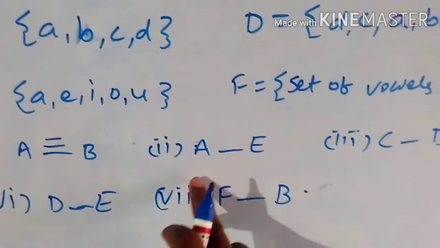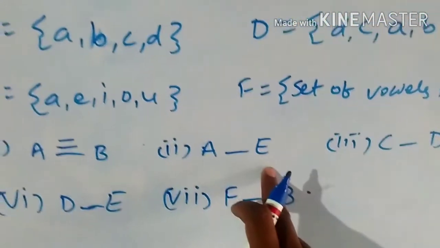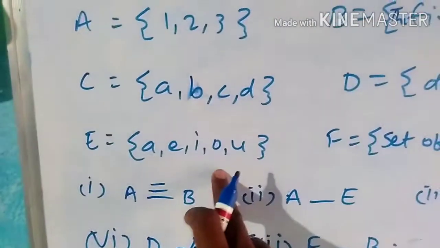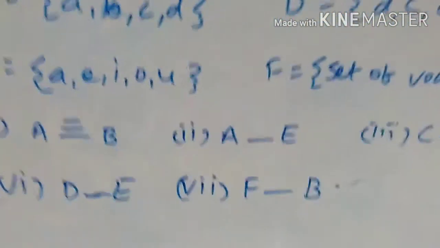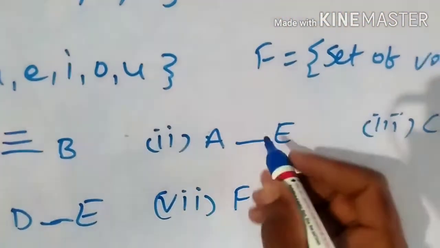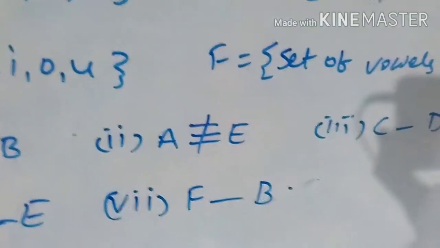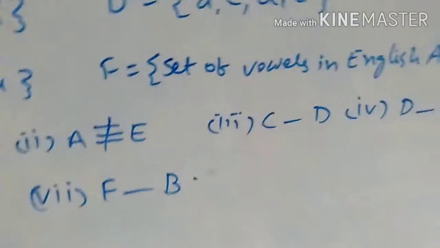Next, second one, A and E. See, A is equal to {1, 2, 3}. E is equal to {A, E, I, O, U}. So both are equal? No, not equal. So A is not equal to E.